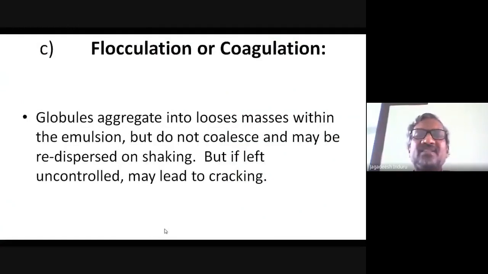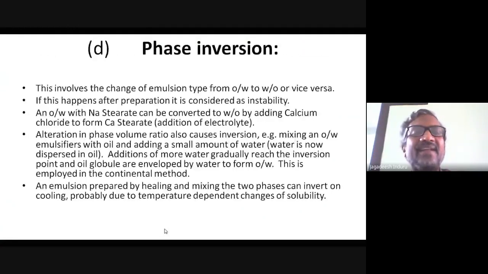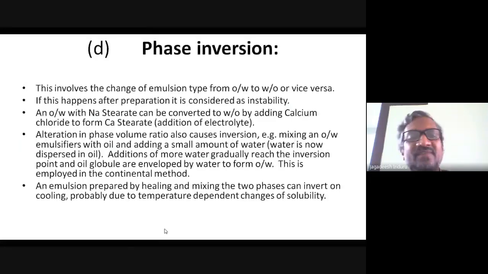The fourth one is phase inversion. This is a critical phenomenon. We have already seen that adding the opposite phase, changing the monovalent to the divalent, or increasing the temperature causes phase inversion. In all these cases we are going to have cracking as the problem.